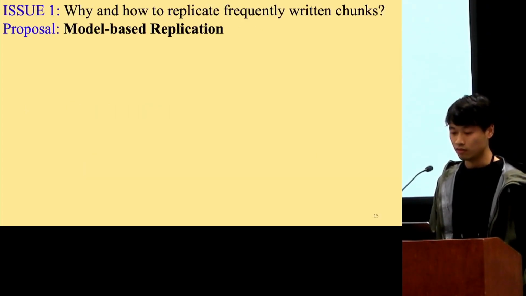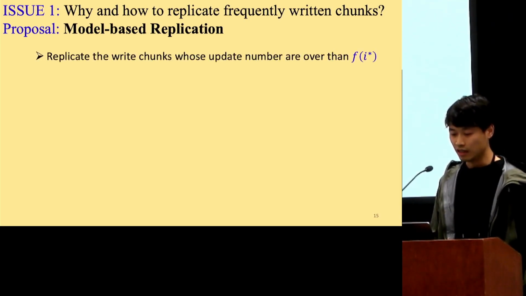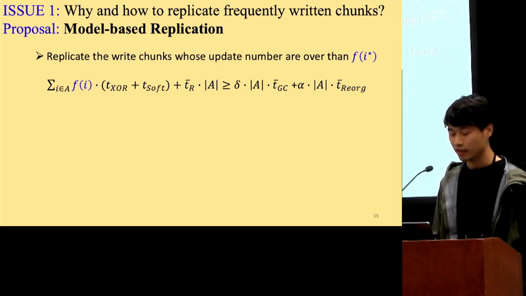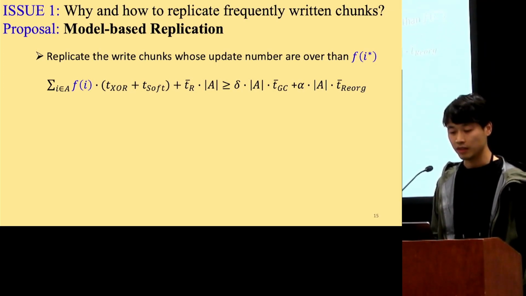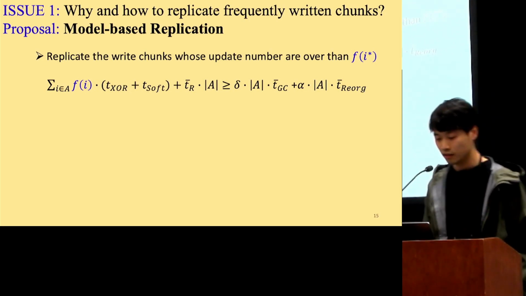The first issue is why and how to replicate the frequently read chunks. We propose the model-based replication method, and it only replicates the read chunk whose update number is over the Fi star. To satisfy this, we construct the following formula. The left side of the formula means the benefit of replicating the written chunk, and the right side represents the cost of replicating the data chunk.